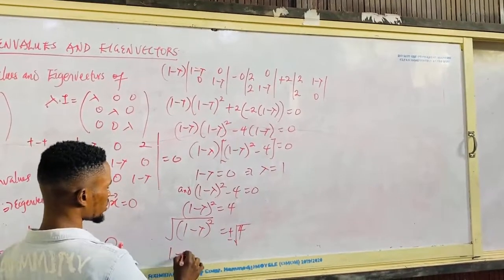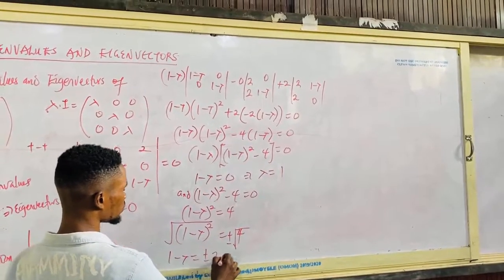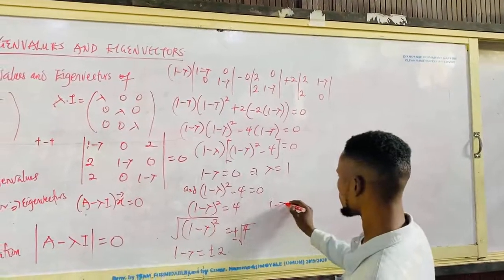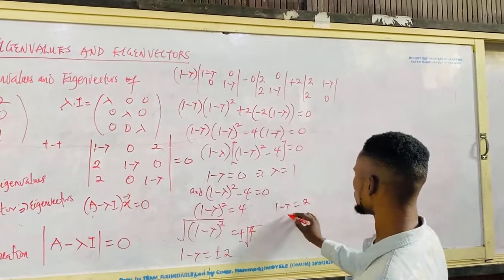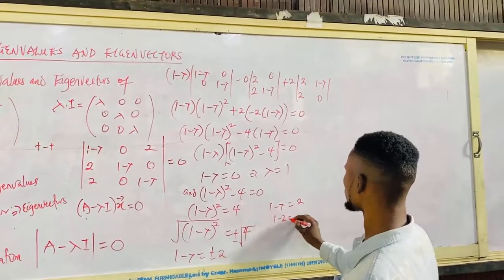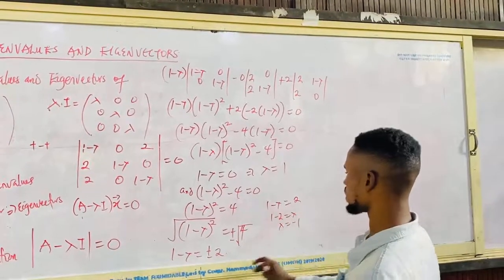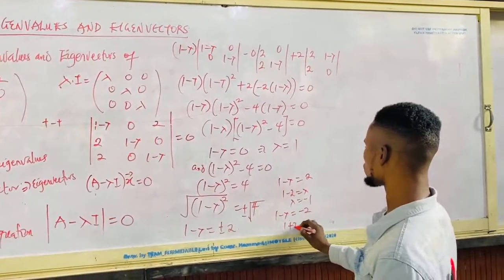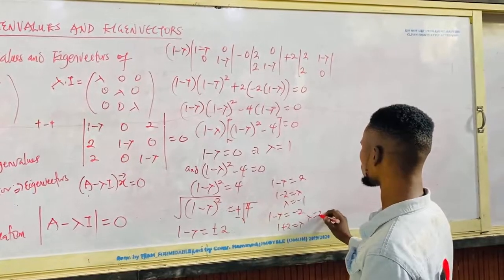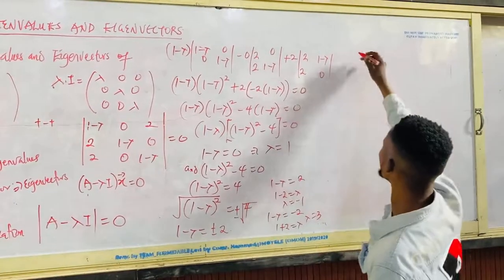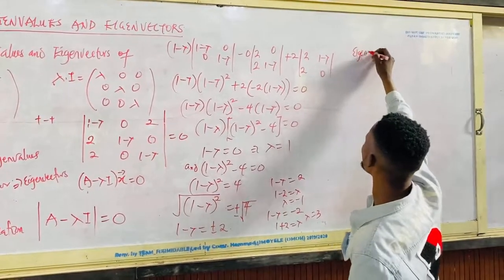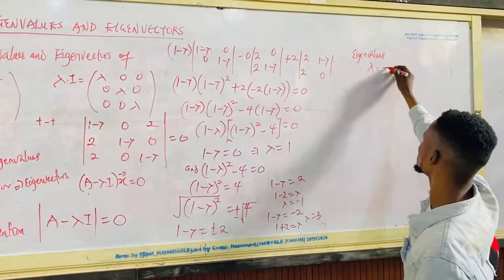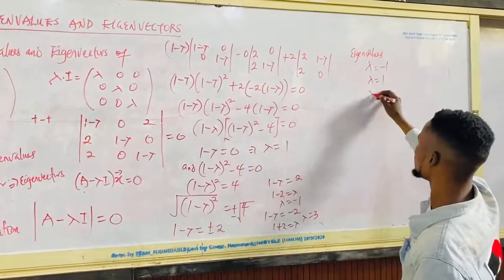So that's 1 minus lambda is equal to plus or minus 2. So 1 minus lambda is equal to 2, then 1 minus 2 is equal to lambda. Lambda is minus 1. Also, 1 minus lambda is equal to minus 2, 1 plus 2 is equal to lambda. Lambda is equal to 3. So the values of the eigenvalues are lambda is equal to minus 1, lambda is equal to 1, lambda is equal to 3.